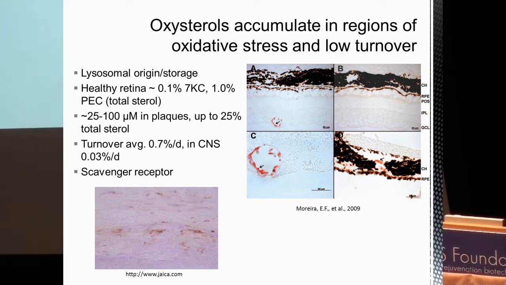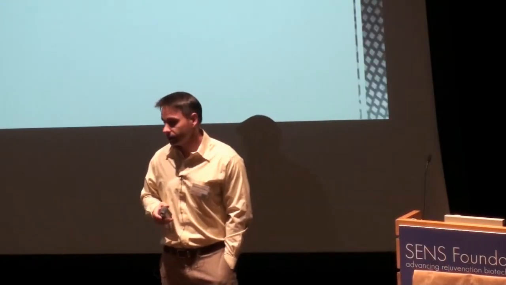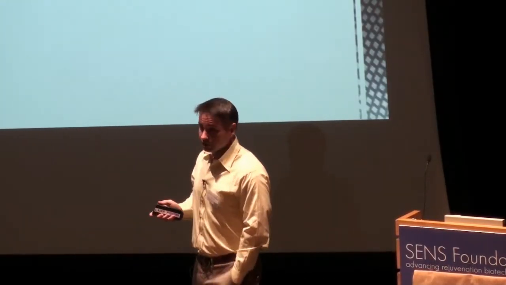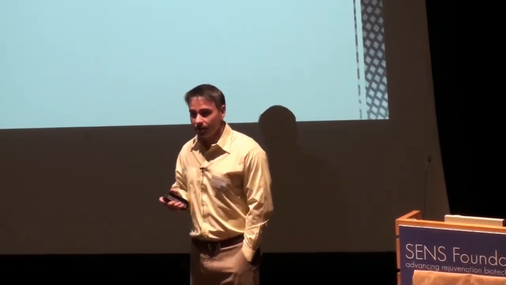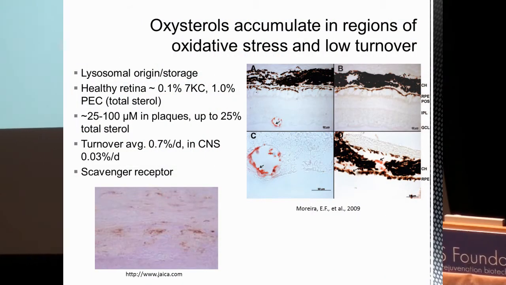As for typical concentrations of oxysterols in a normal cell, maybe 0.1% of total sterol can be oxysterol. 7-keto-cholesterol is normally the most predominant oxysterol in a cell, and it's also one of the most cytotoxic. Some cells you can see upwards of 1%. These are in healthy cells. But in a pathological situation, you can have up to 25% of total sterol actually converted to oxysterols. This is rather rare, but it does happen in, say, an atherosclerotic plaque. You'll see 25 to 100 micromolar oxysterols, and this is definitely enough to kill a cell.